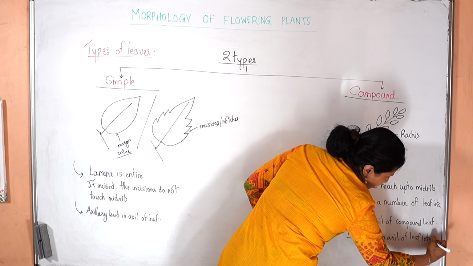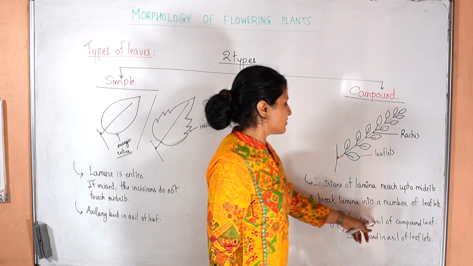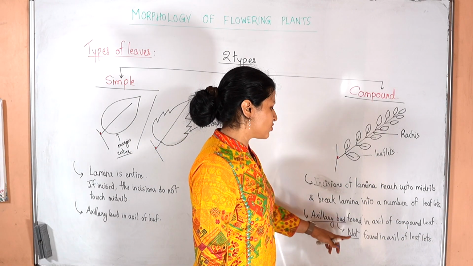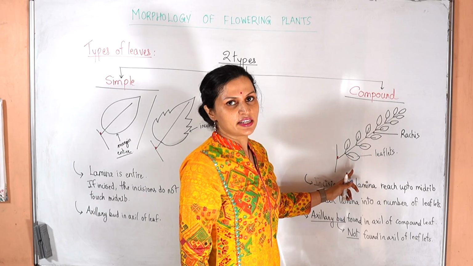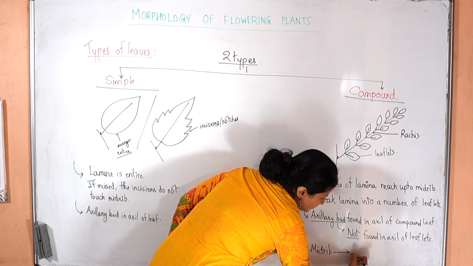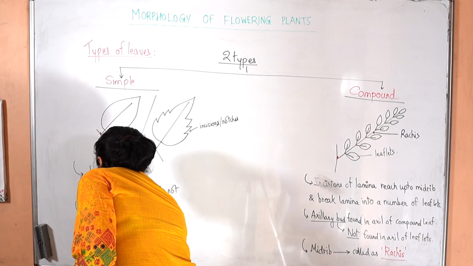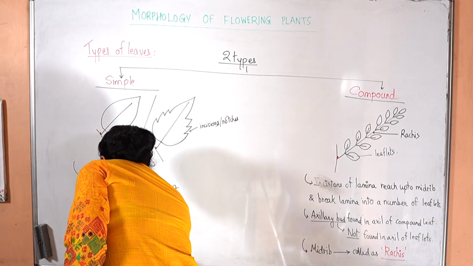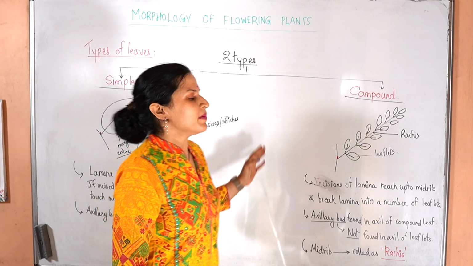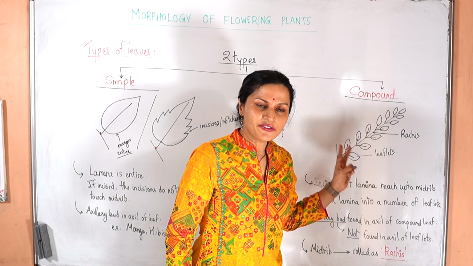This is a very important point. The axillary bud is found in the axil of the compound leaf, but it is not found in the axil of the leaflets. Midrib is now called rachis. Examples of simple leaves, you can write mango, hibiscus. Then the compound leaves are further divided into two different types.